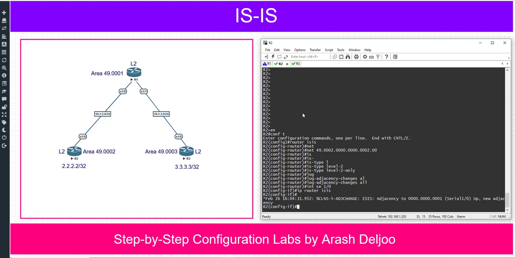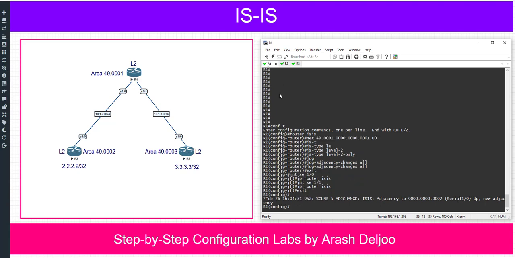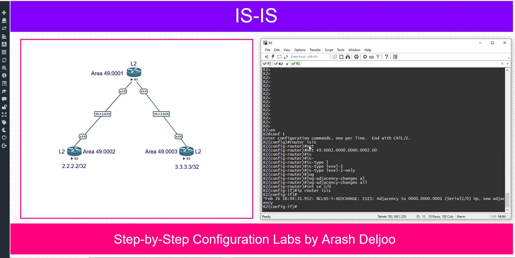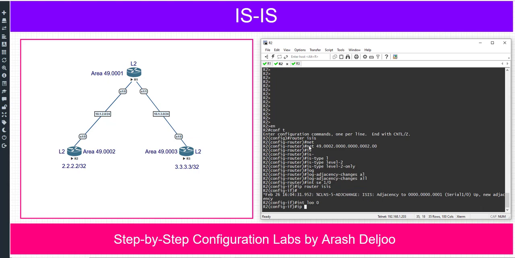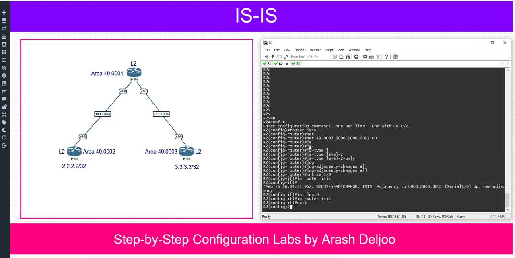Okay, and after that, here we have, for example, the log of adjacency: adjacency to this router on serial 10 is up. Also in router 1 we have a log for adjacency. In router 2, also let me enable ISIS on the loopback 0, IP interface loopback 0, IP router ISIS. That's it. And then let me go to router 3.